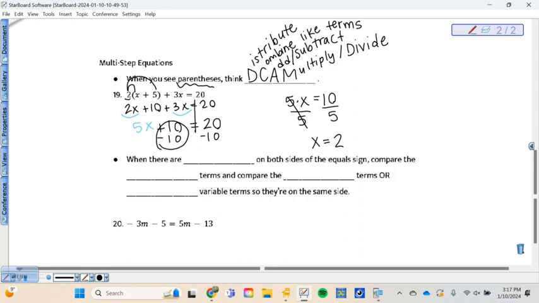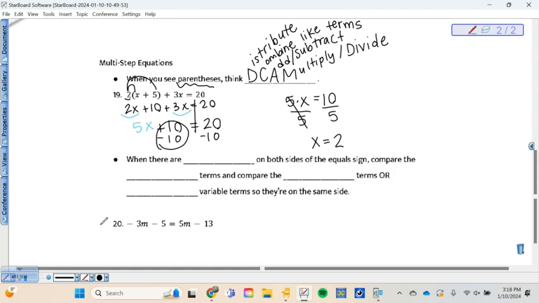Okay. Does that make sense? So when we have parentheses, or if we have like terms on the same side of the equal sign, you want to get that stuff simplified. So either distribute to get rid of the parentheses, or combine your like terms.